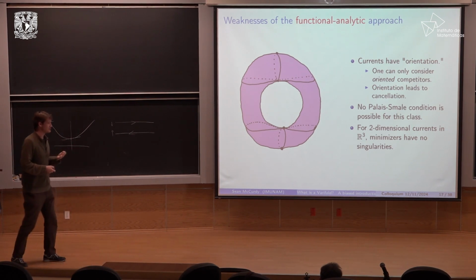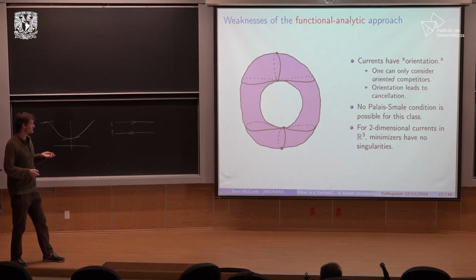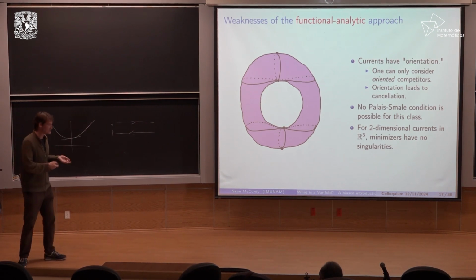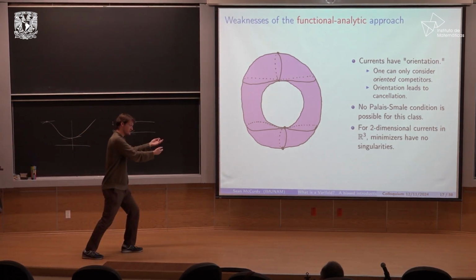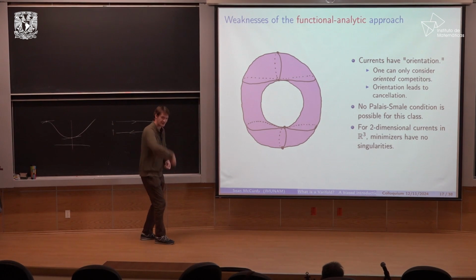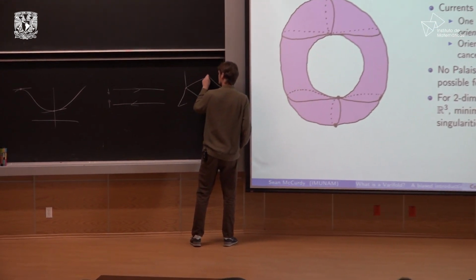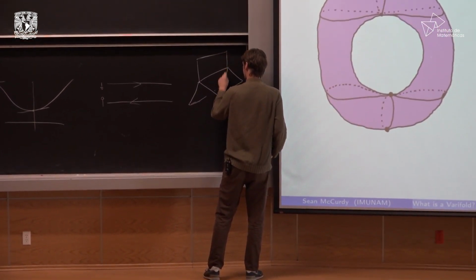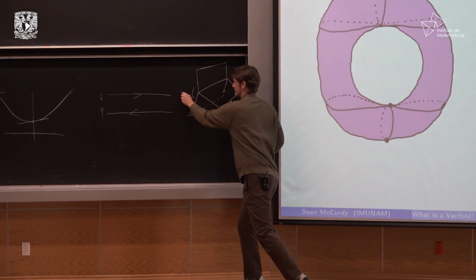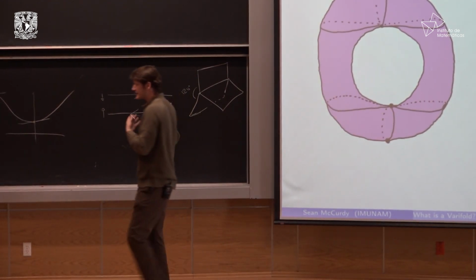And as my last example of a weakness, I want to also repeat that two-dimensional currents in R3 have no singularities. This is a strength from the differential geometry perspective, because you may not like singularities, but if you actually dip a wire in soap film, you'll see very often these sort of Y-shaped singularities. They show up all the time with angle like 120 degrees between them, right?